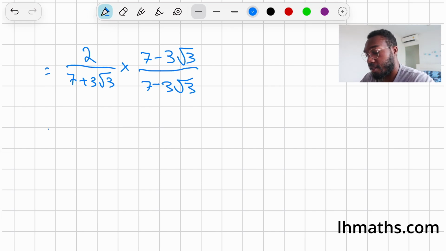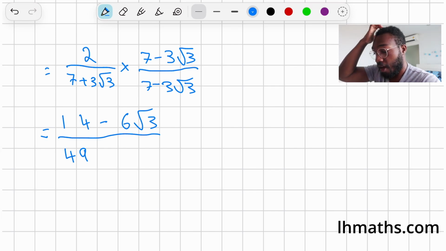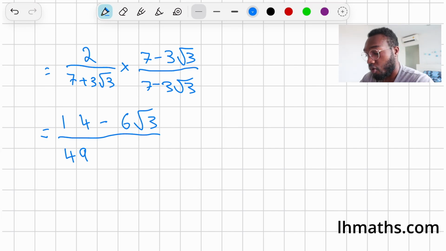therefore we will get a 2 times 7 is a 14 minus a 6 root 3. That is divided by, we get 7 times 7, which is 49. And then we don't need to worry about the middle bit, because we'd get a 21 root 3 minus a 21 root 3. They just cancel out. So don't need to worry about the middle bit. We can just go straight to the 3 root 3 times by the 3 root 3.